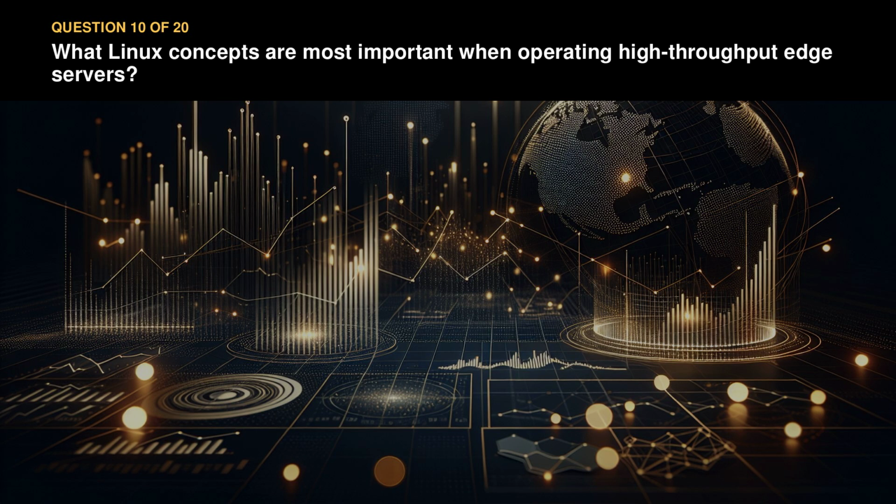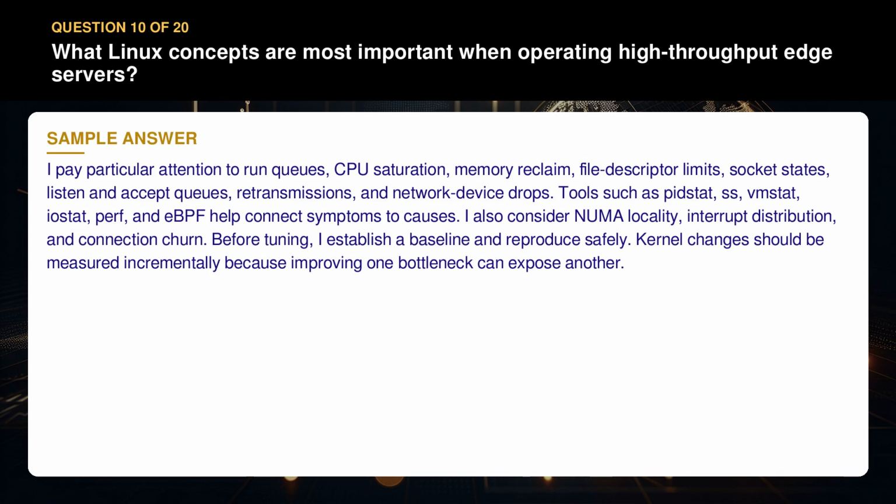Question 10. What Linux concepts are most important when operating high-throughput edge servers? I pay particular attention to run queues, CPU saturation, memory reclaim, file descriptor limits, socket states, listen and accept queues, retransmissions, and network device drops. Tools such as pidstat, ss, vmstat, iostat, perf, and eBPF help connect symptoms to causes. I also consider NUMA locality, interrupt distribution, and connection churn.